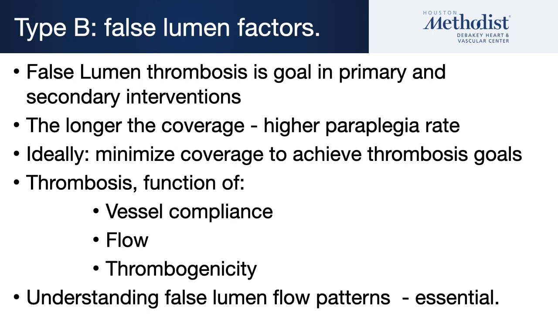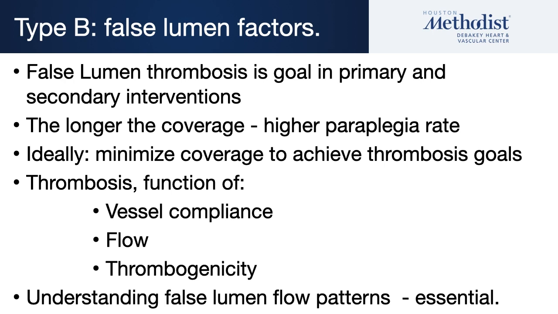By and large, we place stent grafts, and by and large, the role of a stent graft is to induce false lumen thrombosis during both primary and indeed in secondary interventions. The idea is we open up the true lumen, we potentially reoppose the septum, and/or we induce thrombosis at the same time. We know that the longer the coverage, the more efficacious the intervention, but this is associated with a higher paraplegia rate.